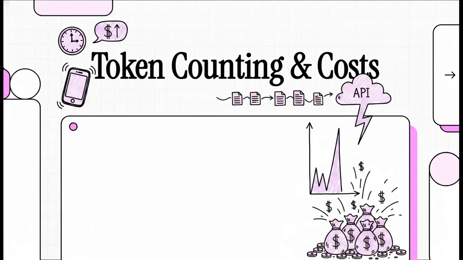Token counting and cost optimization, a Claude Master explainer. All right, picture this. You're running a nightly batch job sending thousands of documents to Claude Opus while you sleep. Everything is automated. Everything is fine. Until 3 a.m. when your phone buzzes.